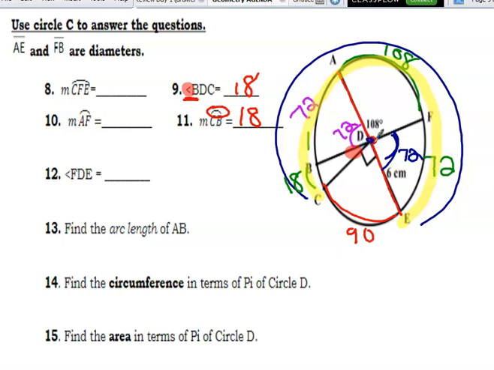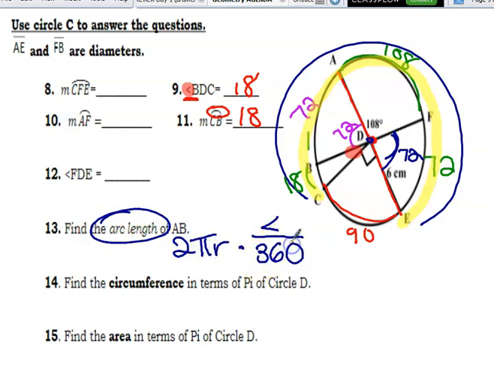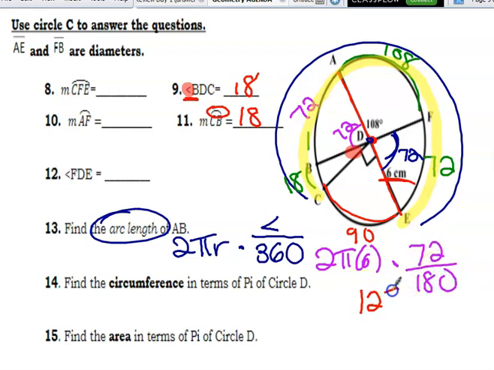All right, find the arc length. Okay, when it's talking about arc length, you have to do 2 pi r times what is that angle over 360. So AB is 72 degrees, and it says that the radius is 6. Okay, so I have 2 pi times 6 times 72 over 360. So then I have 12 pi times 72 over 360. And I multiply across and reduce. You can just keep pi as part of your answer.